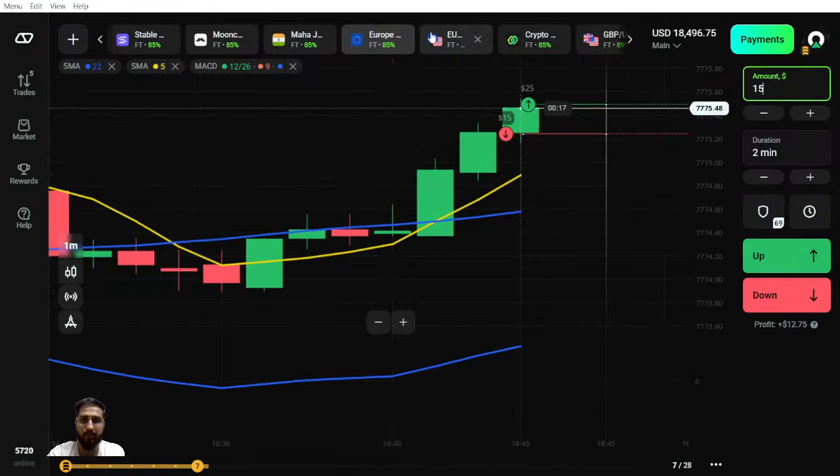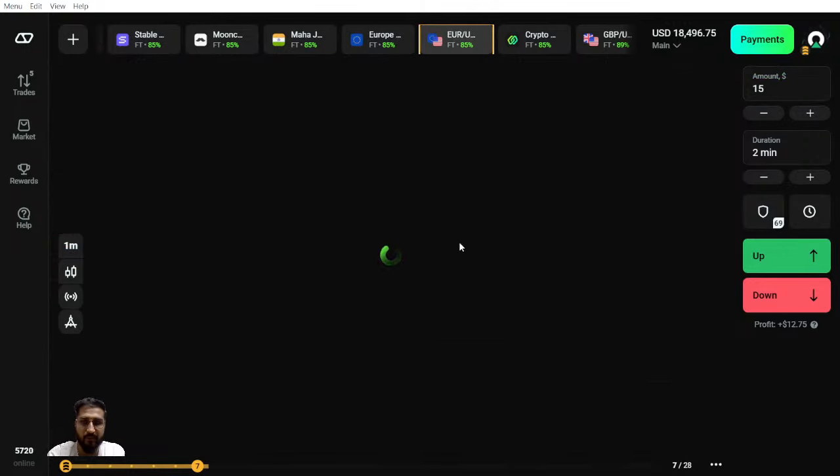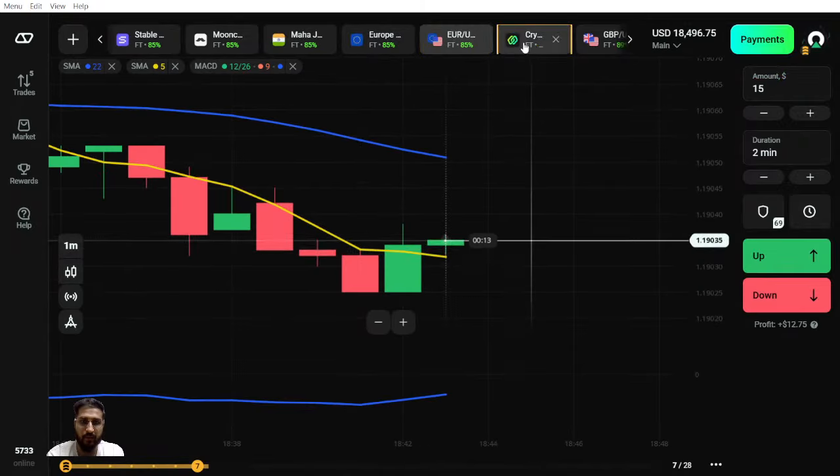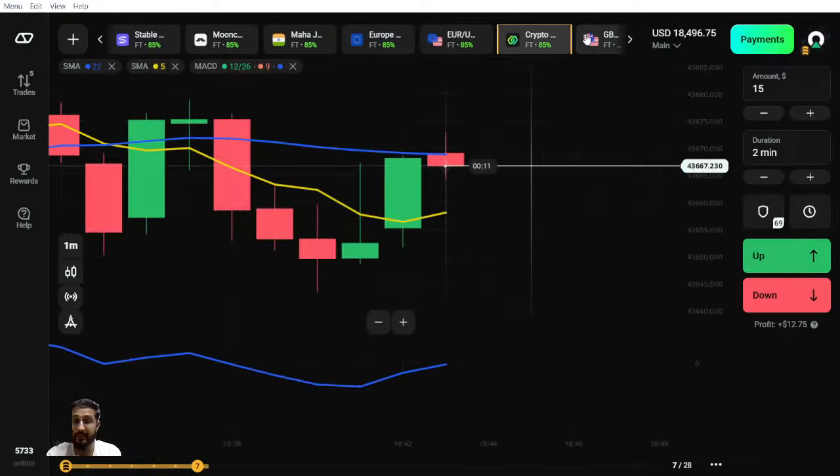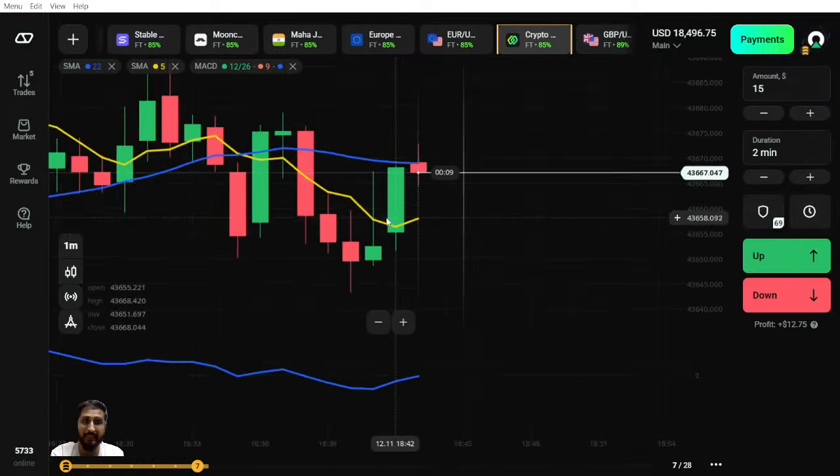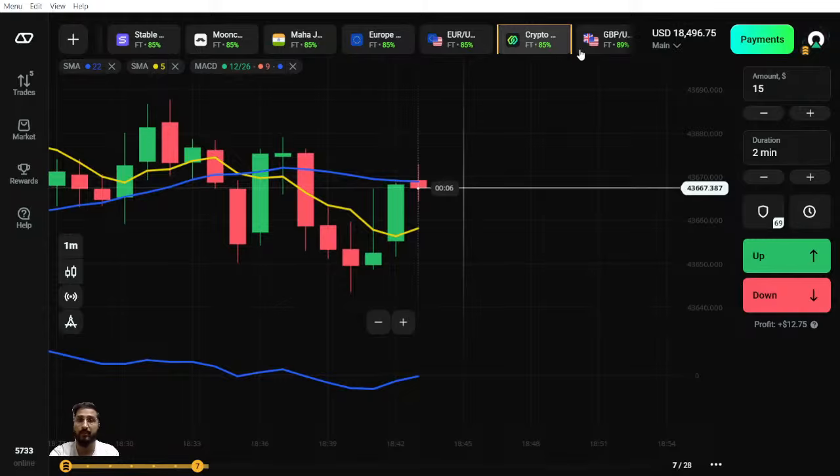Okay, so let's move to another asset. Let's try to explore it there. Okay, so no signals so far. Traders, in case you find any signal on any asset, just let me know in the comment section. I will try to take a trade on that one.